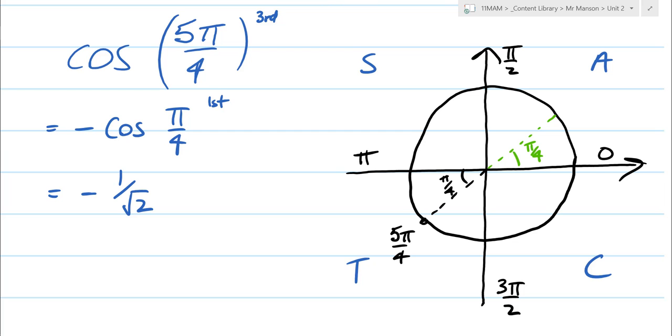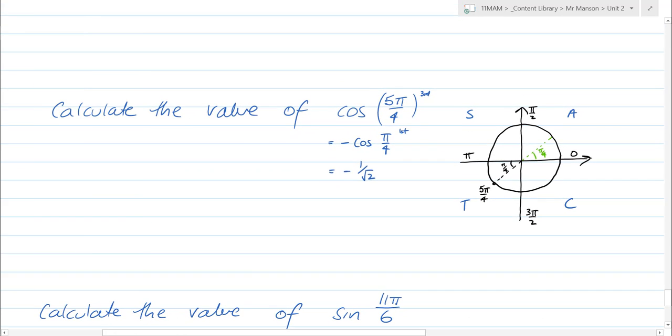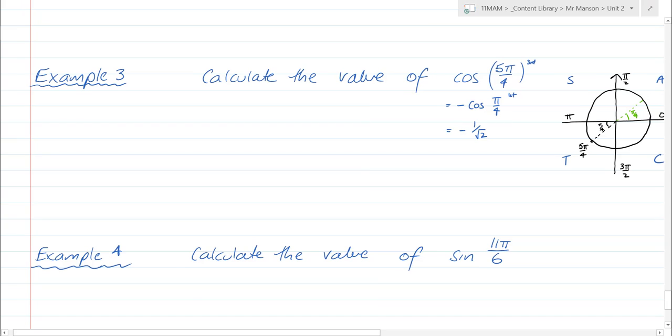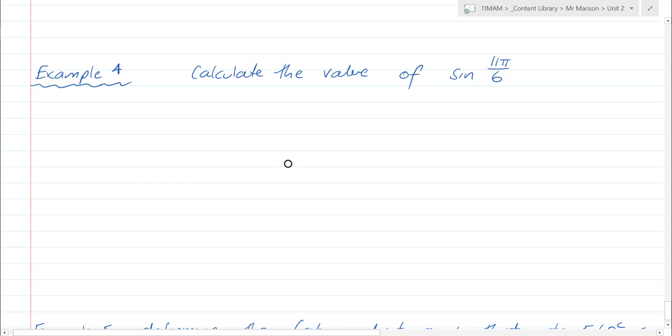Any questions on that? And that all comes from a good unit circle. Not a perfectly drawn circle, but just a good informative unit circle will get you there. Here's another one. Calculate the value of sine 11 pi on 6. I might make my unit circle a bit bigger this time.